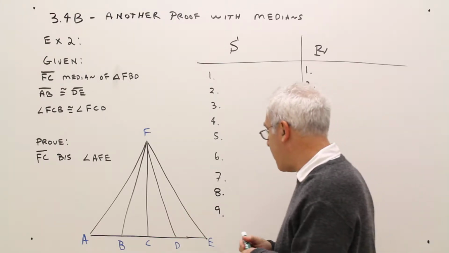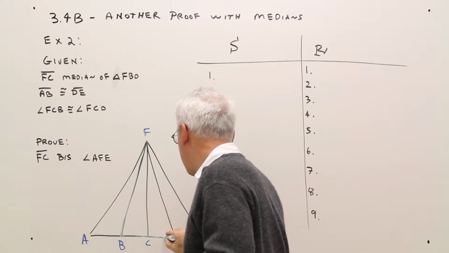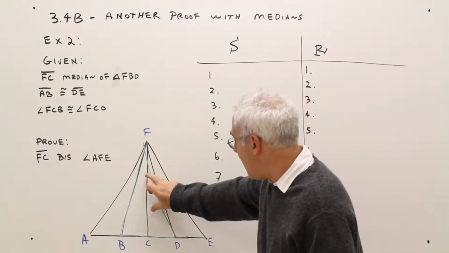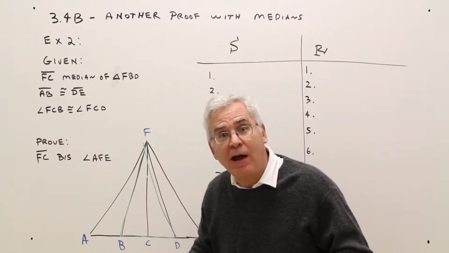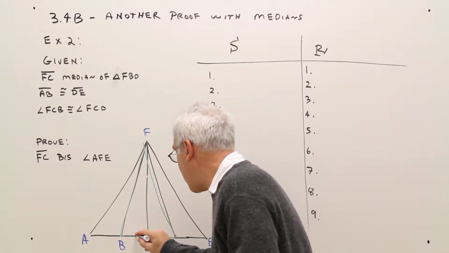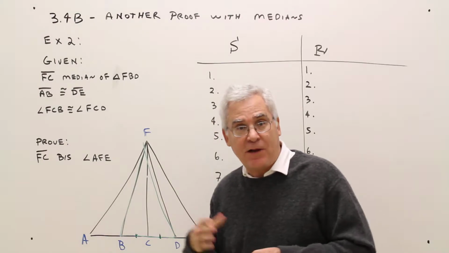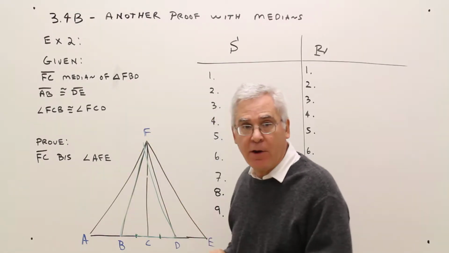So it gets kind of confusing here. Triangle FBD is this green triangle right here. And if FC is the median, that means it divides the opposite side of the green triangle into two congruent parts. So I will be able to get that part to be congruent to that part using the definition of median. Okay, so it's not given, but I'll get it right from there.